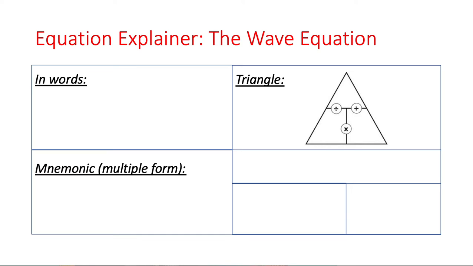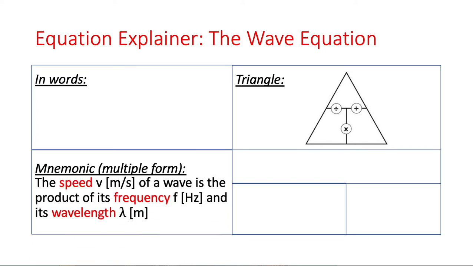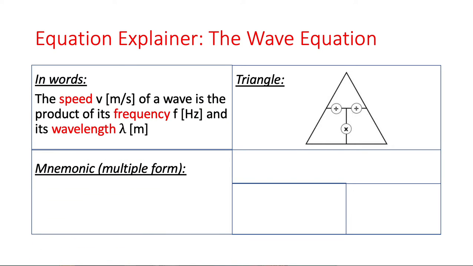Okay, let's start off with the equation in words. We're going to talk today about the wave speed being the product of its frequency, f, which is measured in hertz, and its wavelength, lambda, which is measured in meters. This is the wave equation that you hopefully are familiar with from your studies so far.